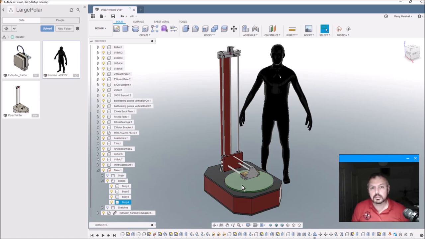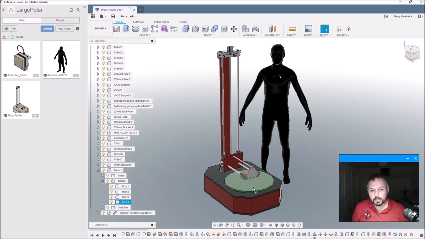Well, what it means is that it has a rotational platform and it has a z-axis that goes up and down and a radius axis. So basically the way it prints, instead of doing Cartesian XY movements, it does rotational and radial movements.